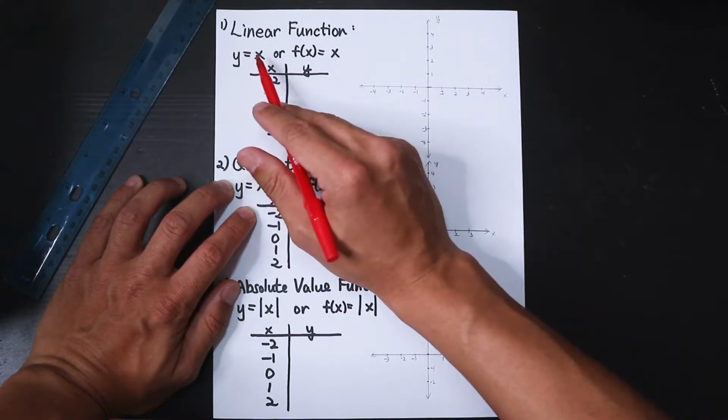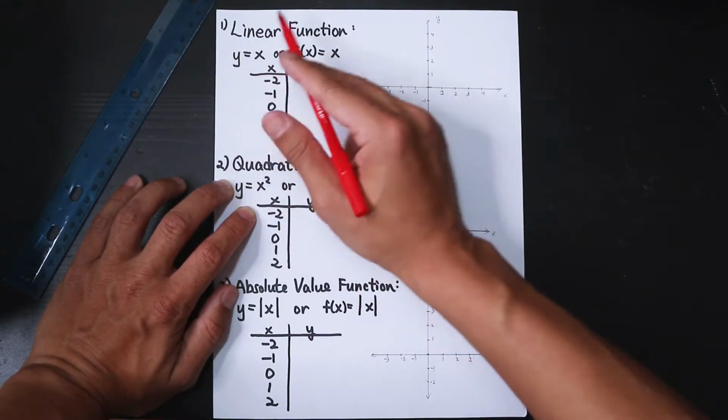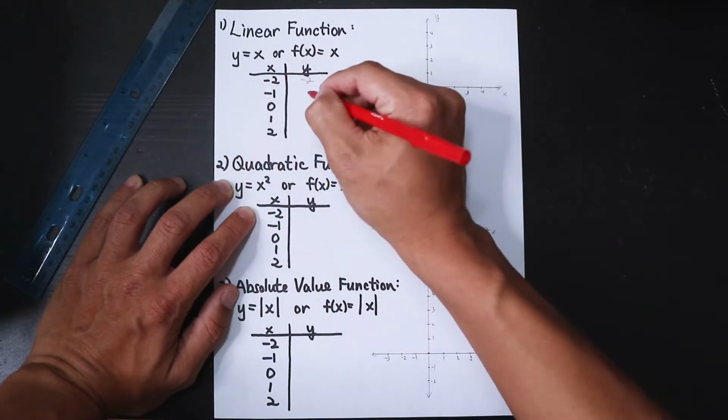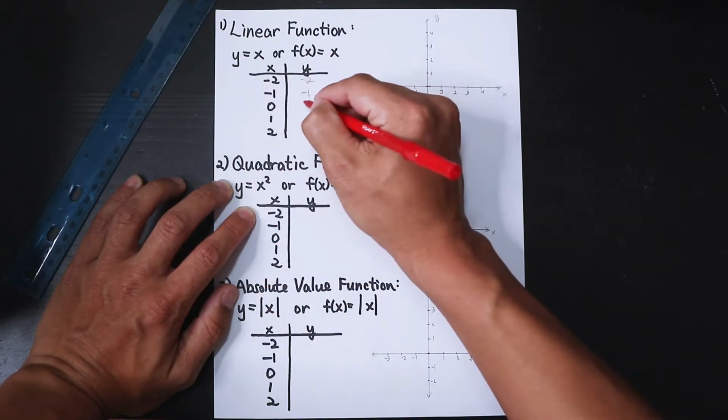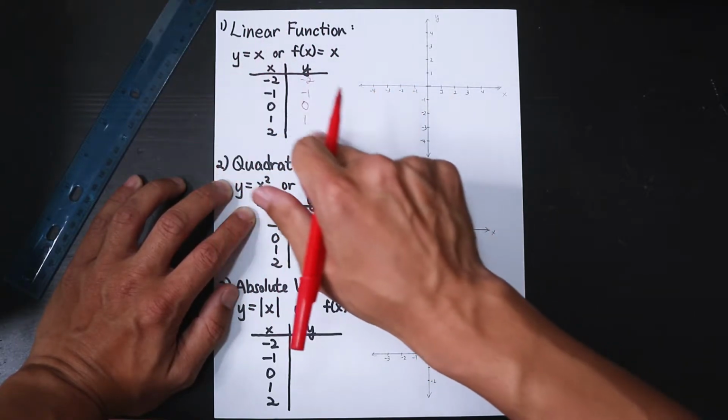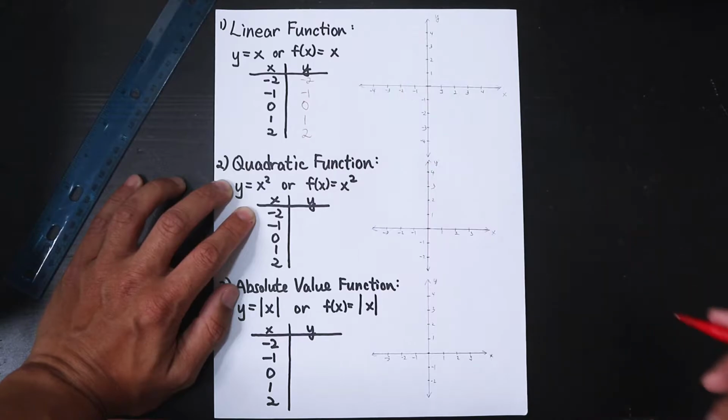It says that whatever x is, your y value is the same. So when x is -2, your y is -2. When x is -1, your y is -1. When x is 0, your y is 0. When x is 1, your y is 1. And when x is 2, your y is 2.